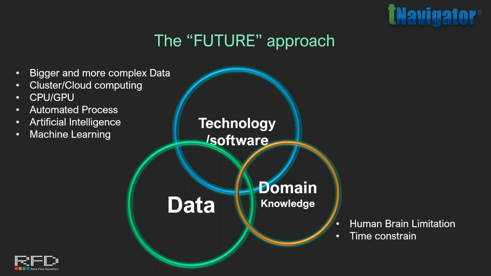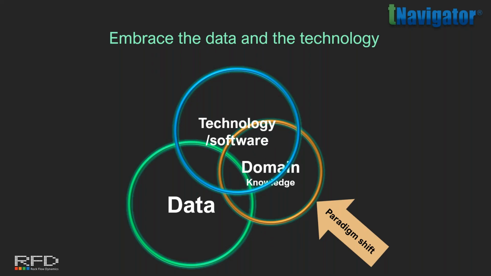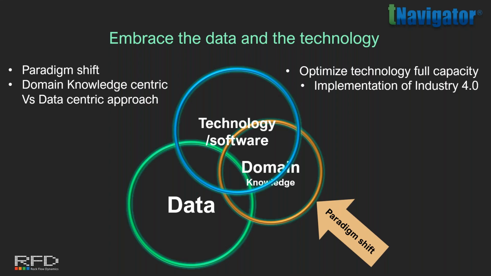So the data is abundant and the technology is there. What we need is a paradigm shift. We have to shift our approach. We have to embrace the technology and the data, moving from a domain knowledge-centric approach to a more data-centric approach. This is what has been done by all the major companies in other industries, such as Facebook, Amazon, or even Uber or Grab. They use this data-centric approach to make the best analysis and the best decisions.